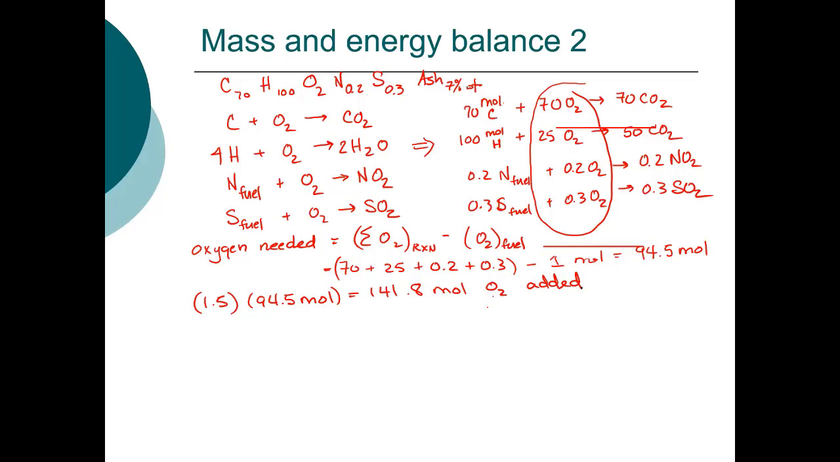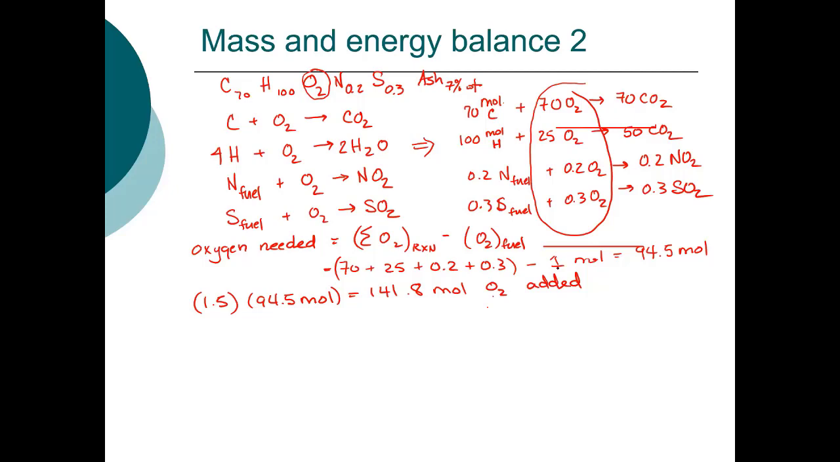So good question. Why 1 mole of O2? Everything that we notice here, we're doing a mass balance on O2, and this is O2. Okay, so it's 1 mole of O2. If we were doing a mass balance on atomic oxygen, then everything here would be multiplied by 2, and then that would be multiplied by 2.